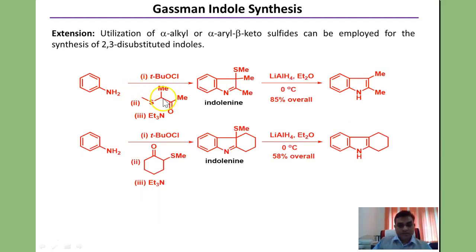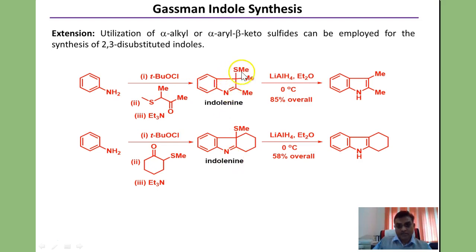Now, if this alpha position is occupied by an alkyl group here, then again the Gassman indole synthesis is successful, but here we do not get a completely aromatized system. And the mechanism of this reaction is again similar to what we have seen in previous cases.